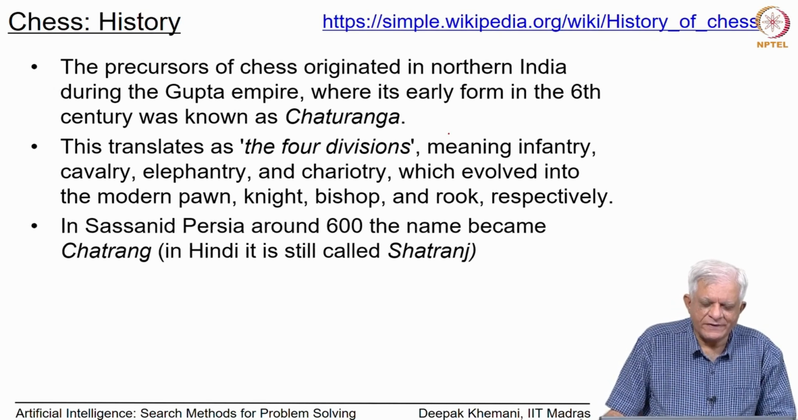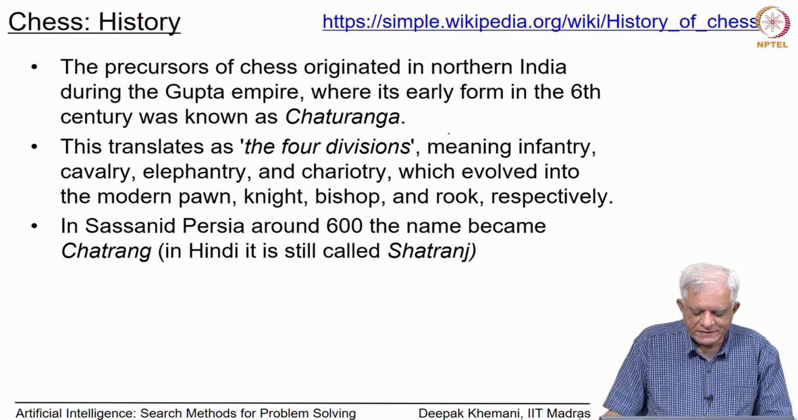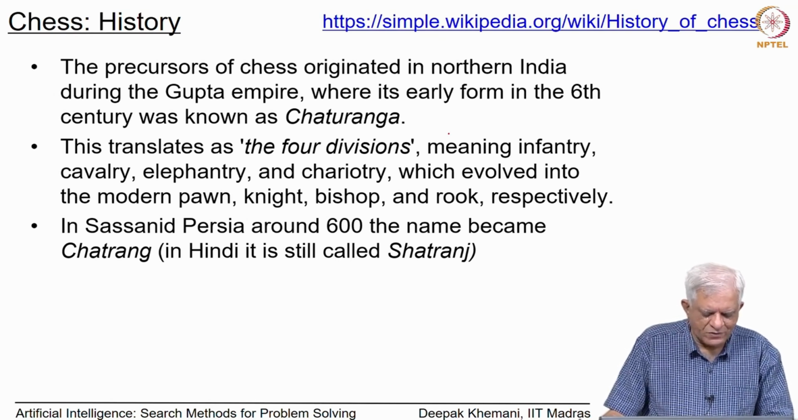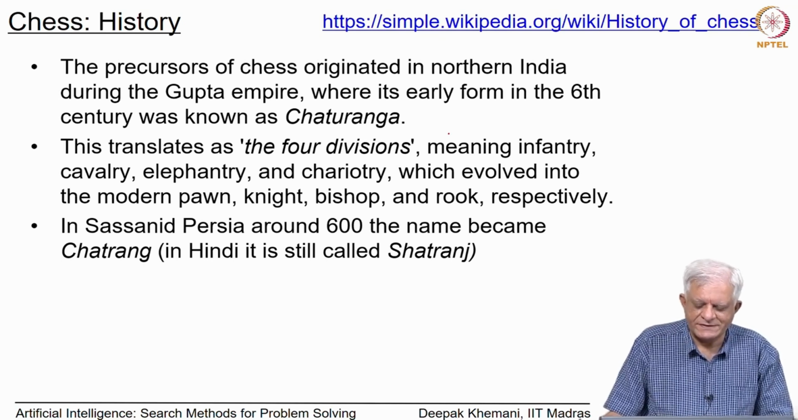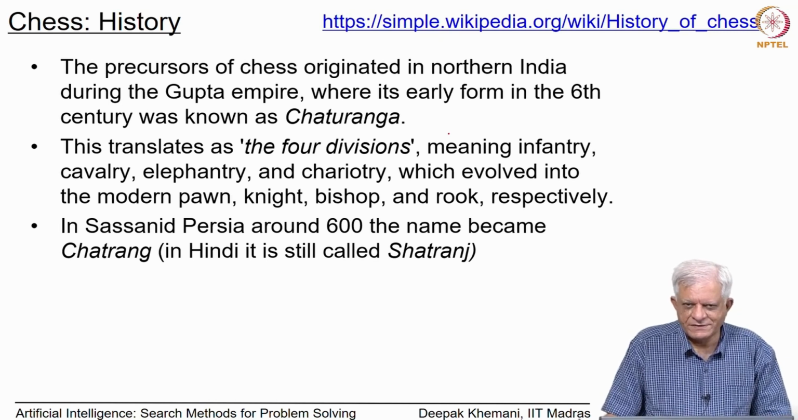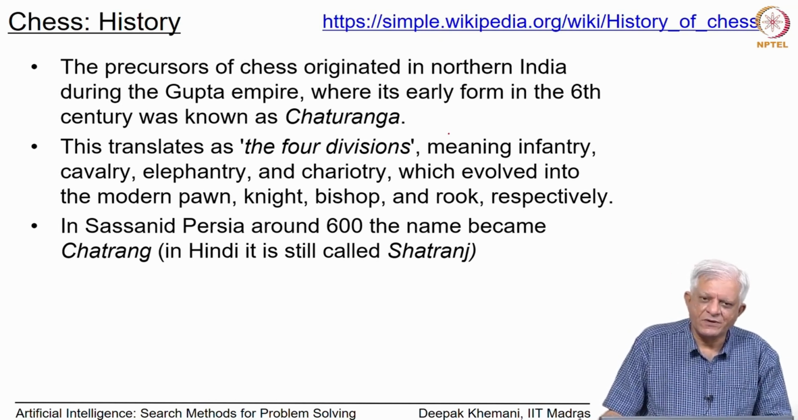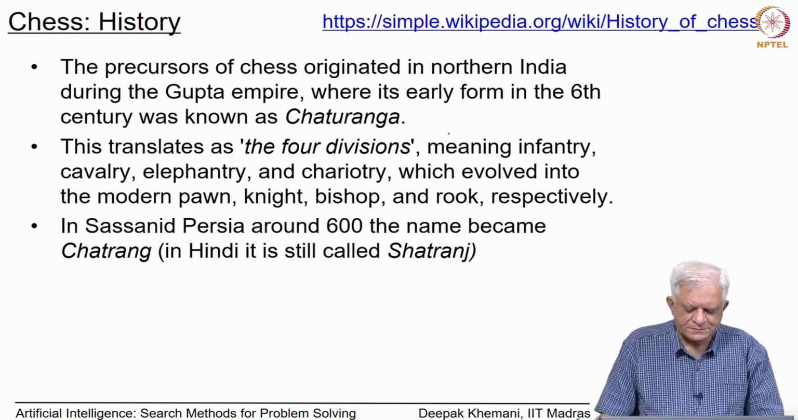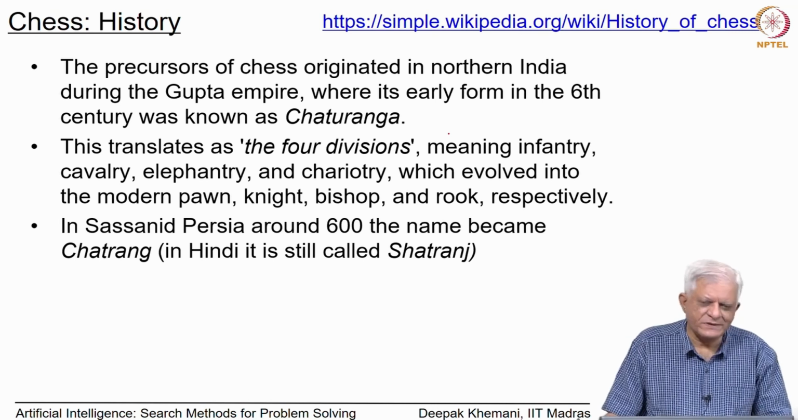The game moved westwards from India towards Persia, which is current day Iran, and around 600 AD came to be known as Chatrang. Now, Hindi speakers in India would recognize that we often refer to chess as Shatranj, which obviously is related to the word Chaturanga. You might have seen the famous film by Satyajit Ray called Shatranj Ke Khiladi, which was based on a story written by Munshi Premchand. So, the word Shatranj is still often used in India for the game of chess.